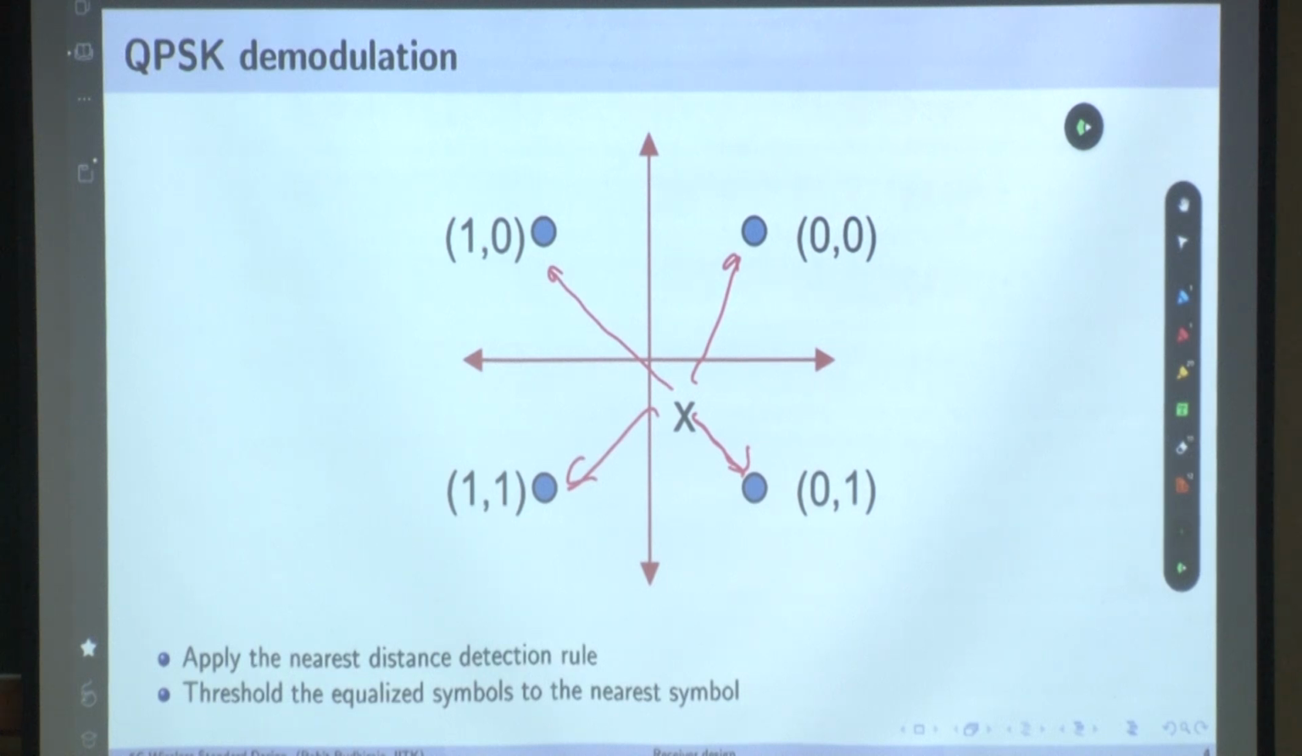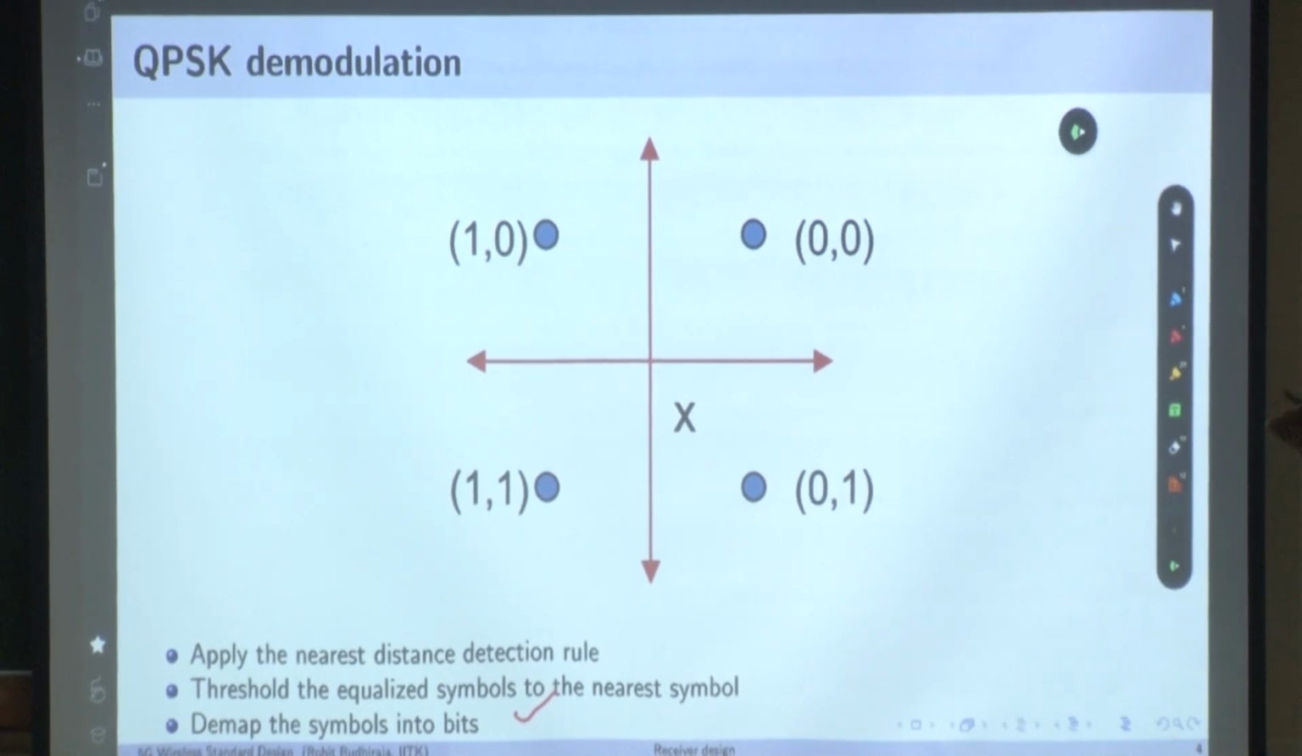Once you have decided, based on this minimum distance rule, which point was transmitted, then you do the reverse mapping. Do you understand this? First apply the minimum distance rule, and then threshold. Once you have decided the minimum distance, you declare, you threshold it, that this point was transmitted. Once you have declared that this point is transmitted, it is easy to do the reverse mapping. Keep this in mind: this is the final step, demapping the symbols into bits once this is decided. Now I am taking a liberty while telling you this. This is something called hard decoding.